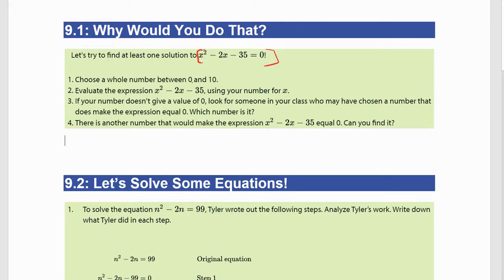Choose a whole number between 0 and 10. All right, so I think what they want you to do is make a table from 0 to 10. There is another way of doing this. I would recommend that you think about your factors of negative 35.